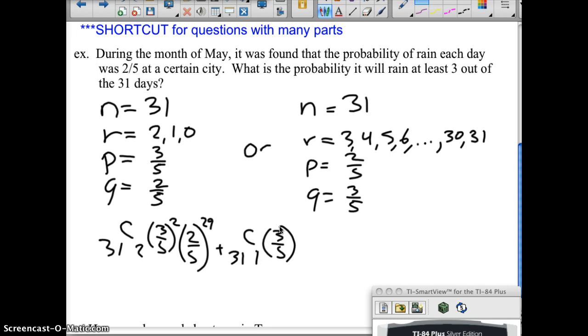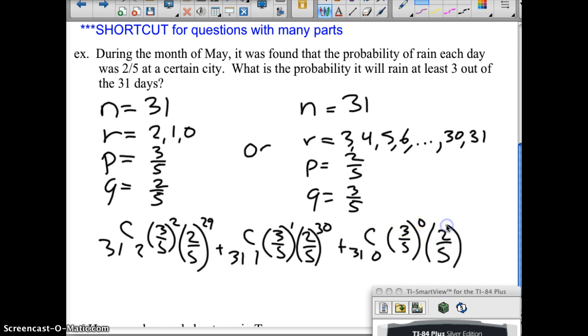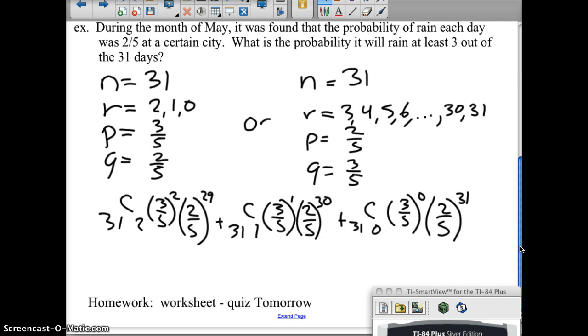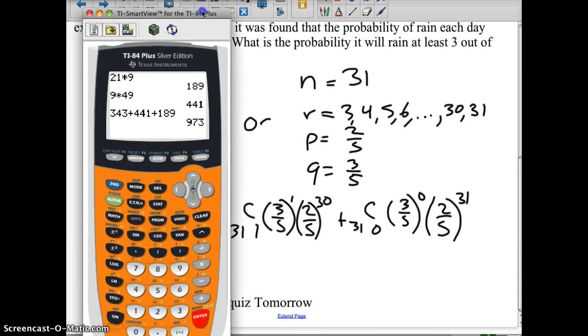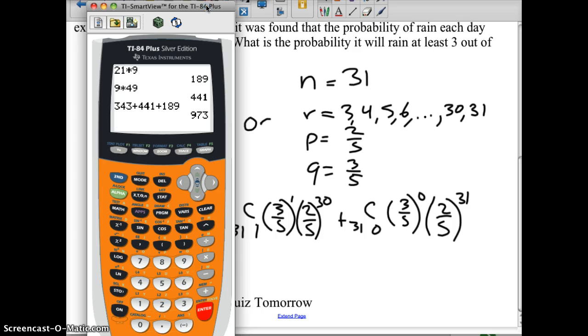So 31C1, (3/5) to the 1, (2/5) to the 30, and then 31C0, (3/5) to the 0, (2/5) to the 31. And the interesting part of this is actually finding these fractions raised to those huge powers.